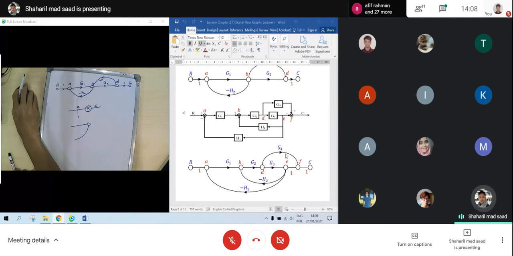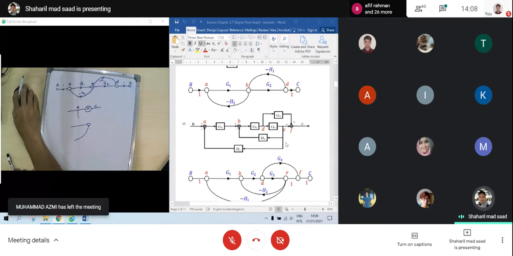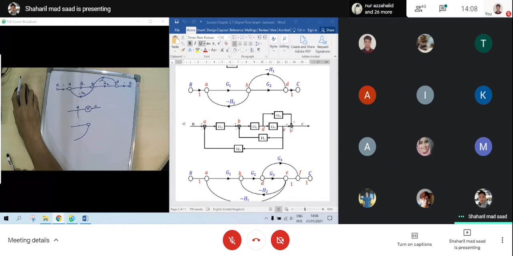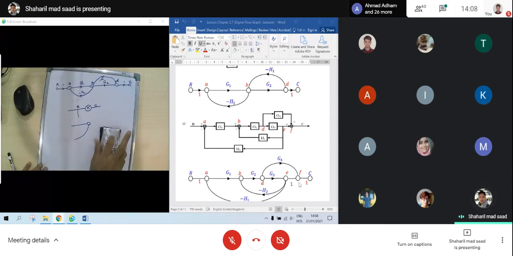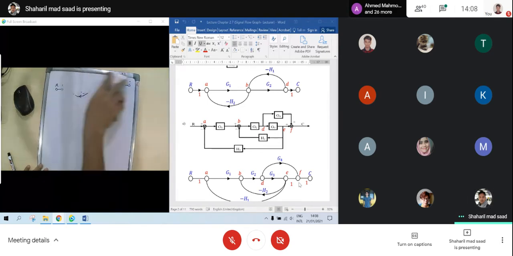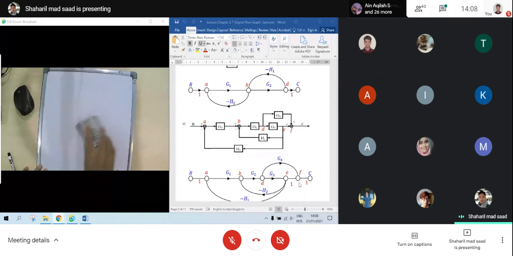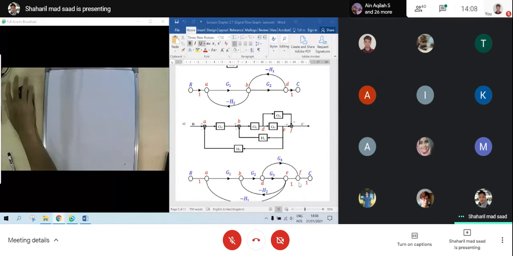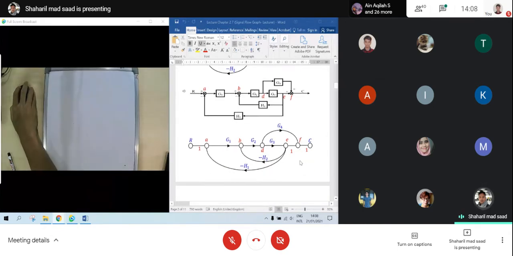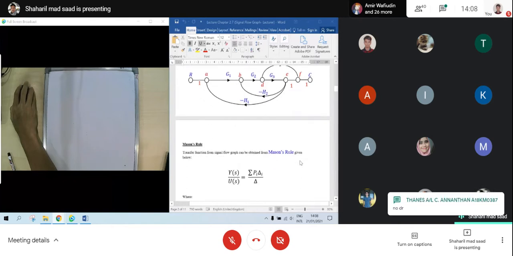So my advice is, if you see the junction and also the summation, don't combine it, make it on one node. E to F is equal to 1. So far, do you have any questions? Ada apa-apa soalan? No? Okay, now I think it is quite clear.